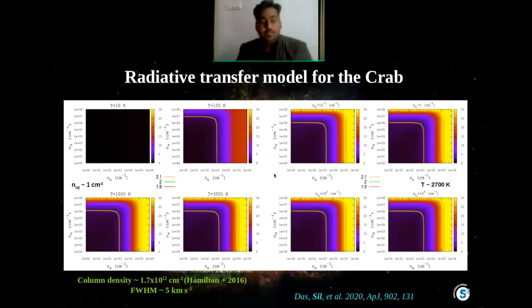From the radiative transfer modeling, we used hydrogen atom, hydrogen molecule, and electron as collision partners, and found that the electron density is roughly 1000 to 3000 per cubic centimeter and the temperature is roughly of the order of 2700. The contribution of H2 is negligible when the H2 density is below 10 to the power 4 per cubic centimeter.